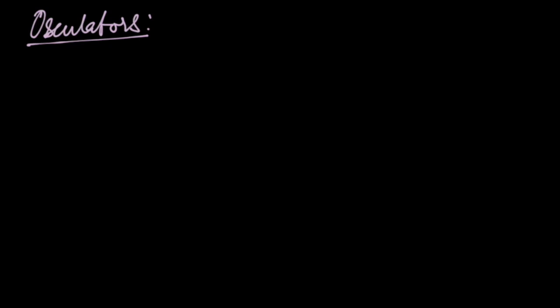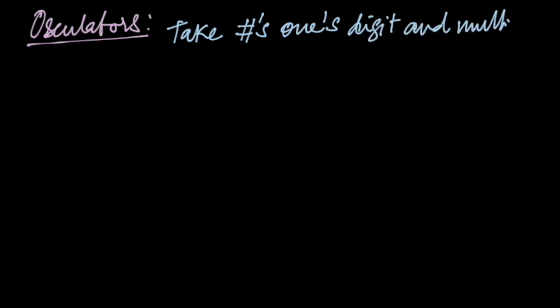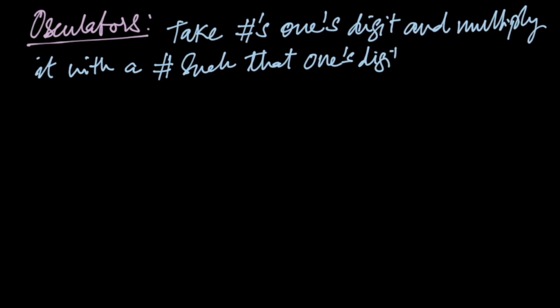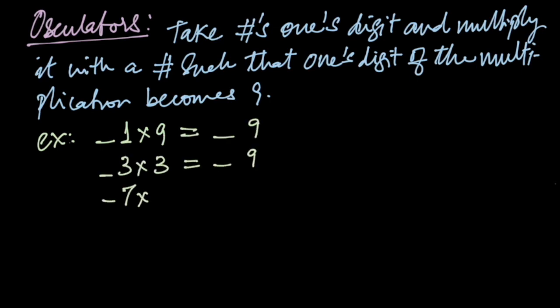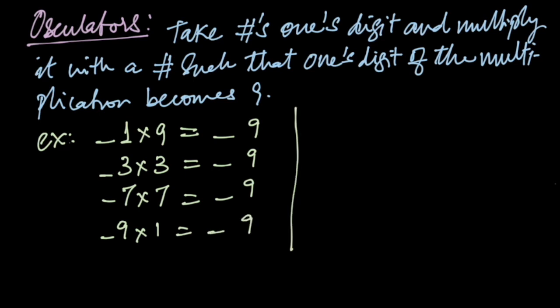So what are oscillators? You take the number's ones digit and multiply it by a number so that the ones digit of the result of the multiplication becomes 9. For numbers that end in 1, we have to multiply by 9 so that the result of the multiplication will end in 9. For 3, we have to multiply it by 3. For 7, we have to multiply it by 7. For 9, we have to multiply it by 1.